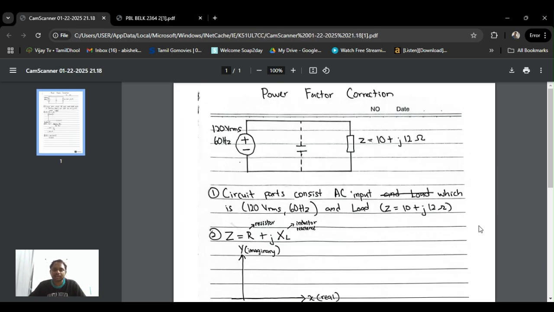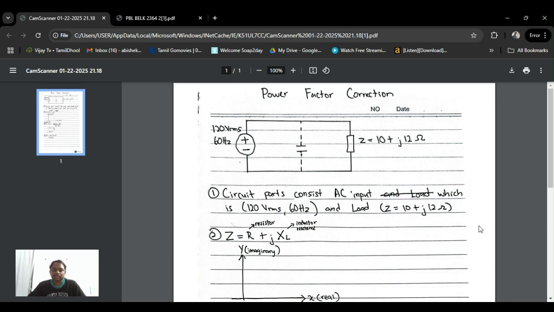As you can see, our circuit consists of an AC input with a voltage source, and the value is 120 VRMS and the frequency is 60 Hz. On the other side, we have a load, where Z equals 10 plus j12. Next, I'll explain more about the impedance for our load.